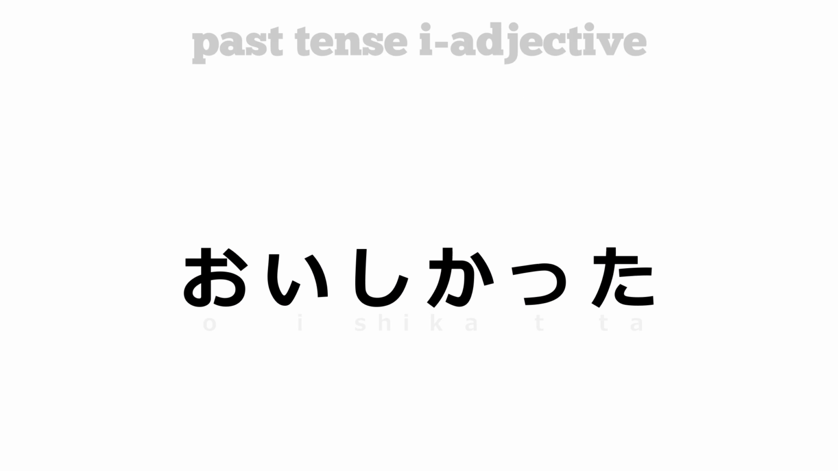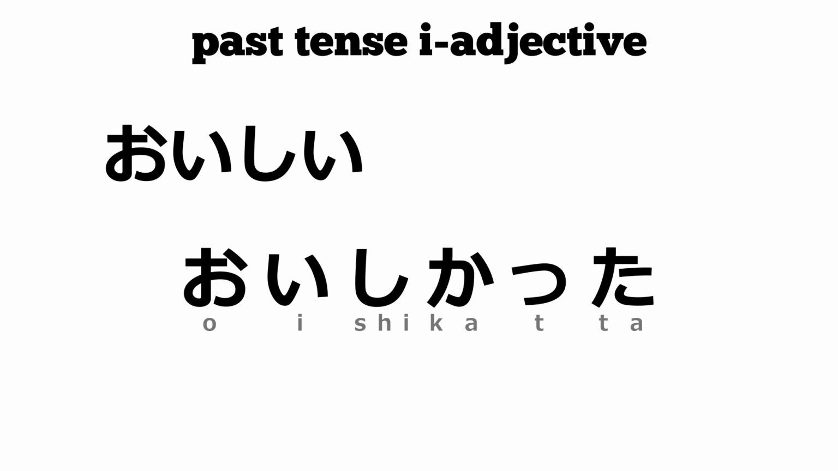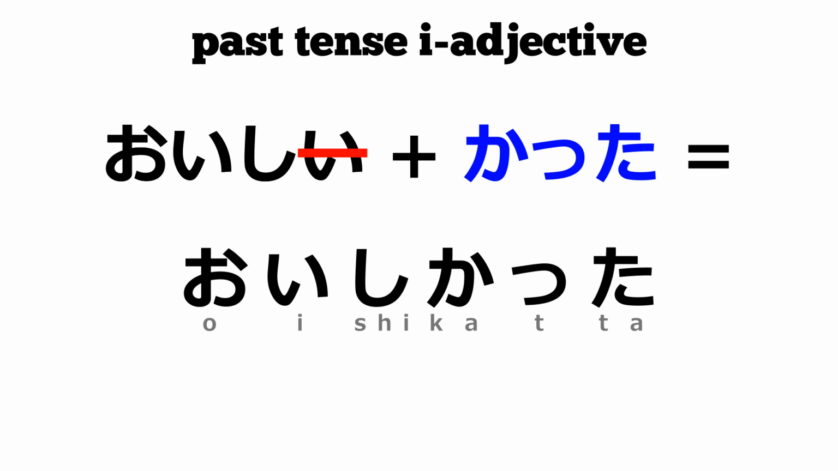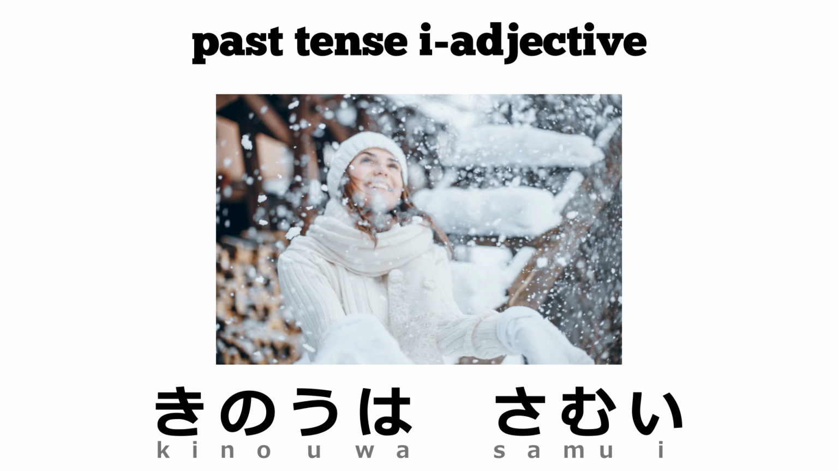Yu's dad was using the casual past tense of an i-adjective, which is quite simple to form. You simply hack off the い, and add かった. Why don't you give it a try? Can you change this sentence into the past tense? 昨日は寒い.